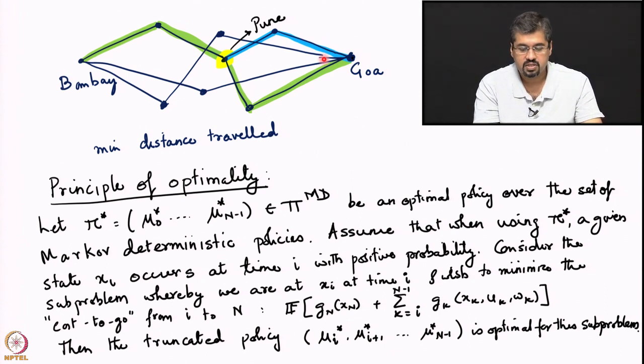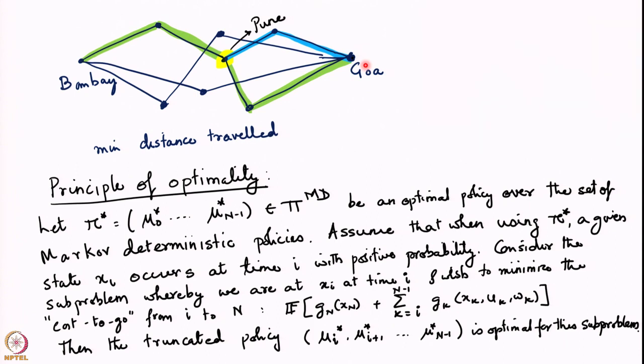Now, you consider the sub problem, which is the problem starting from Pune to go to Goa by the shortest path. So, what is the shortest path from Pune to Goa? This is the cost for that sub problem, it is the cost to go. It is the cost that you would incur if you started off at state xi at time i, and the principle of optimality says that this green path, or equivalently the remaining part of the policy, what is called here the truncated policy, is actually optimal for this sub problem, the sub problem of starting from Pune and ending up at Goa, okay.